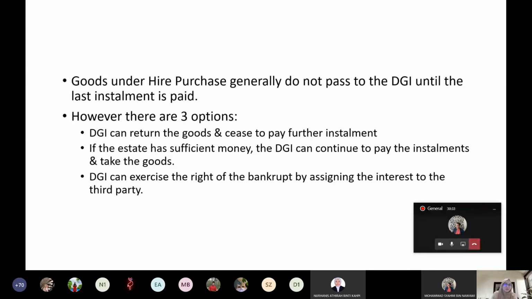Yeah? So, for example, if machinery has value for business, they can assign the interest of the property to another person who may use it, okay, and then pay money to the estate of the bankrupt person. Yeah? Okay, so this is the situation which is commonly faced by the DJI when certain goods are under hire purchase.